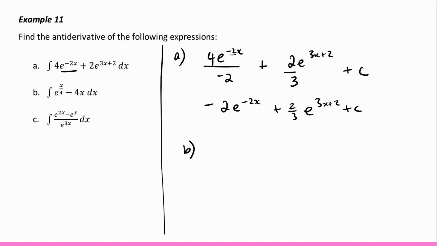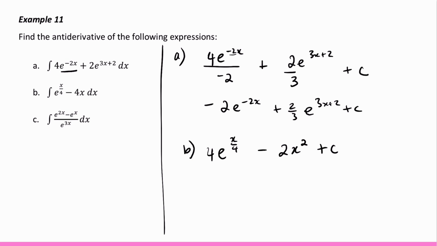Part B, same thing. So this is going to stay as it is. The derivative is a quarter, and then when you divide by a fraction, it flips. So that's going to be 4 minus, and then what we do is we add 1 to the power. So we're going to divide by 2, and 4 divided by 2 is just 2 squared. So plus c.